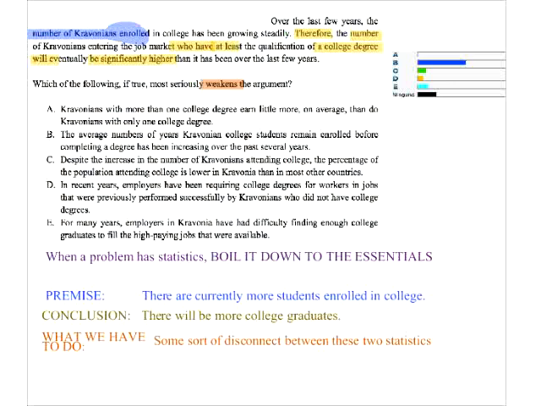One, can anybody come up with their own weakener to this problem that would be different from what's in the correct answer text box? Like, how else could you disconnect the number of enrolled students from the number of graduates?